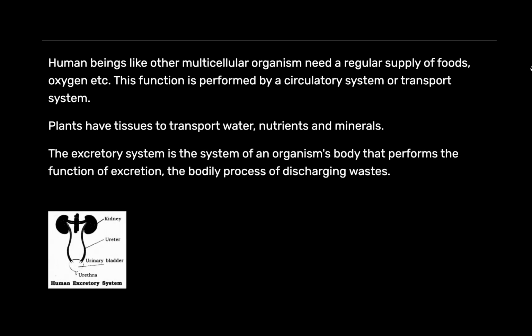The human excretory system is composed of a pair of kidneys. A tube, called ureter, comes out of each kidney and goes to the urinary bladder. Urine is collected in the urinary bladder, from where it is expelled out through urethra as and when required. Kidney is a bean-shaped organ which lies near the vertebral column in the abdominal cavity.